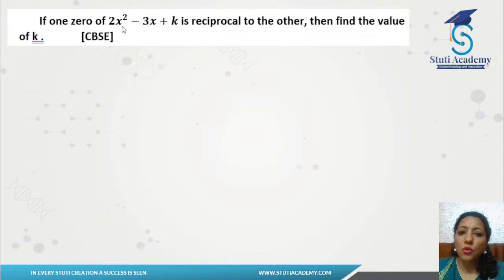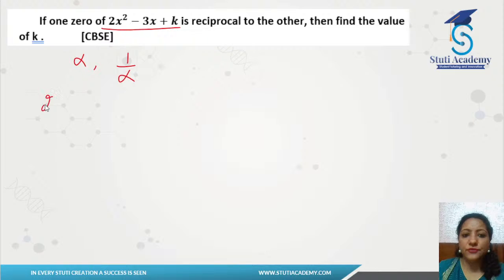If one zero of 2x square minus 3x plus k is reciprocal of the other. So we have two zeros here. Let's take the zero as alpha and the other one is reciprocal of the other. I'll take 1 upon alpha. And this is the polynomial given to us. We have 2x square minus 3x plus k. Now, if one zero of this is reciprocal of the other, we have to find the value of k. We've got the zeros as alpha and 1 upon alpha. We've written the polynomial also.